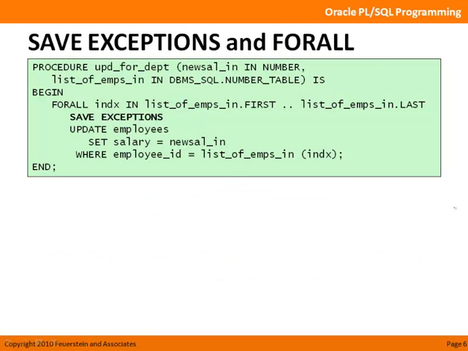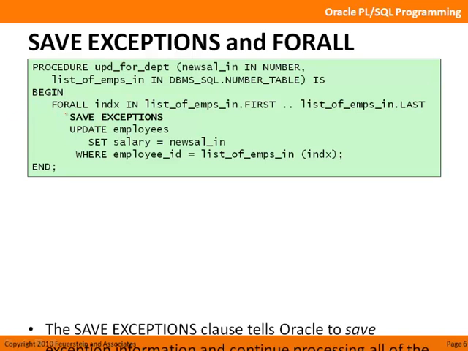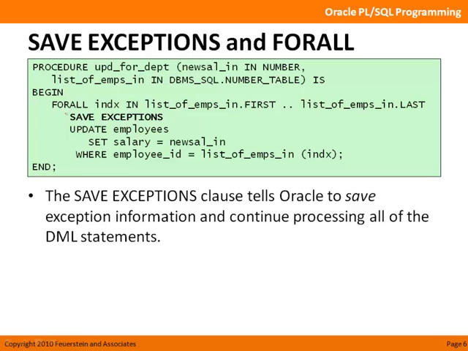So, save exceptions in FORALL. This is exactly the same code I showed you before as an initial look at FORALL, but now what I've done is add the save exceptions clause. And what that does is tell Oracle to save exception information. So let's say that I have 1,000 elements in my list of employees. I'm doing 1,000 updates. And let's say that 5 of those updates fail along the way.